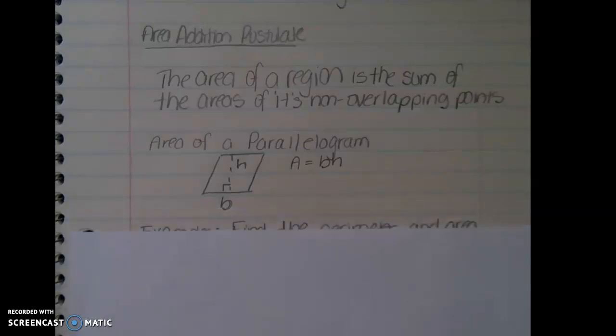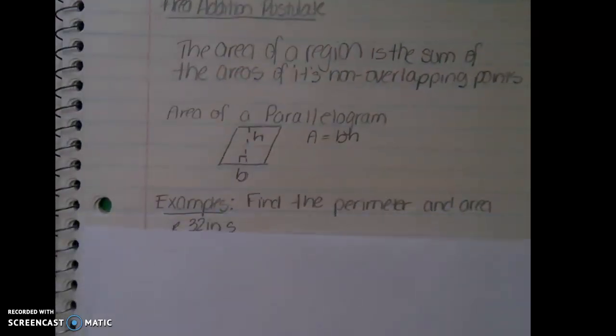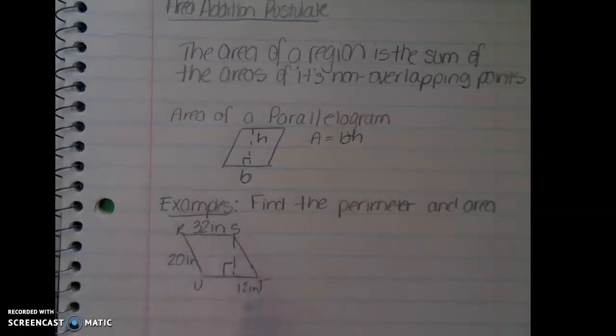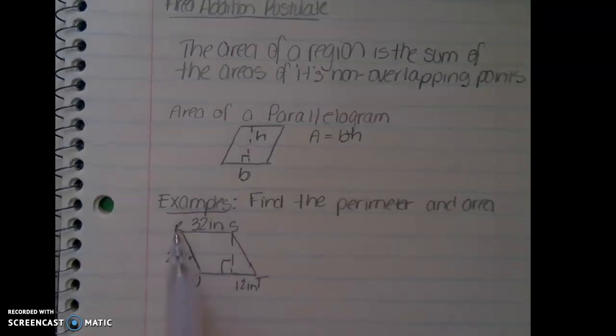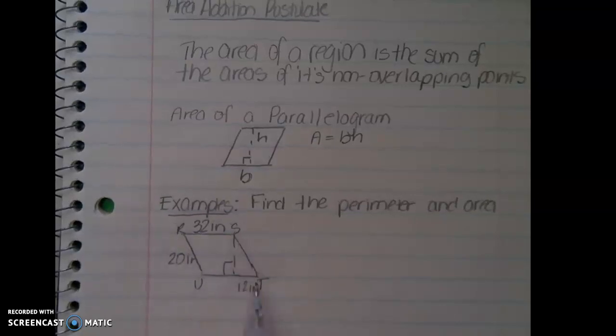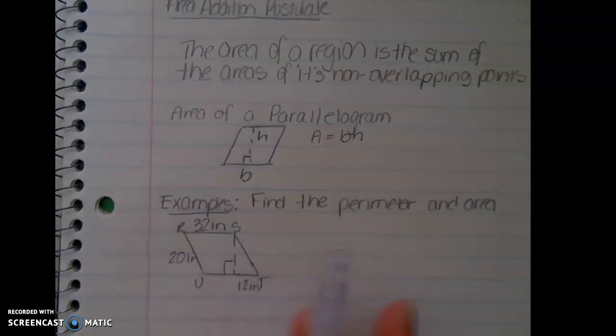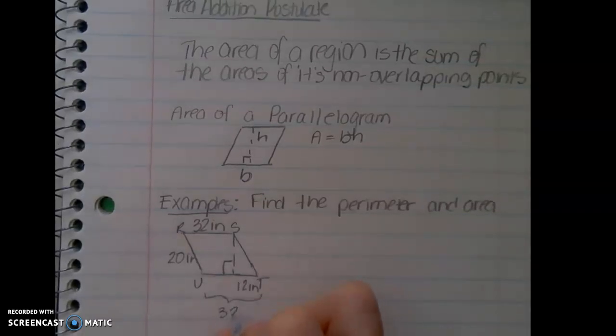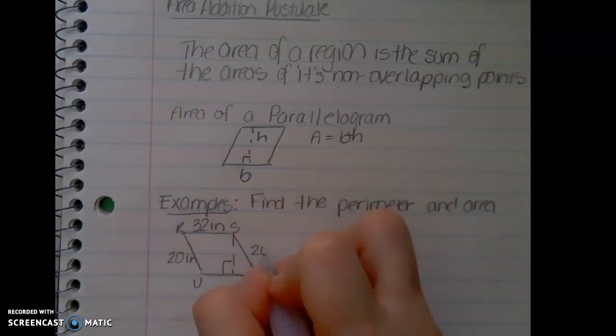And then let's look at our first example. Find the perimeter and area of this parallelogram right here. Since opposite sides of a parallelogram are congruent, RS is congruent to UT, and then we say that RU is congruent to ST. So then UT is 32 inches, and ST is 20 inches.